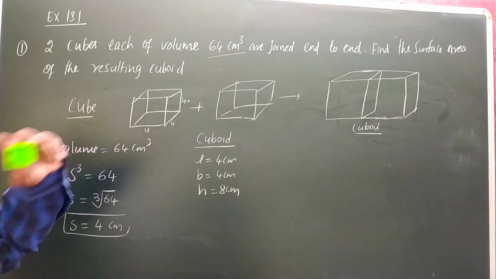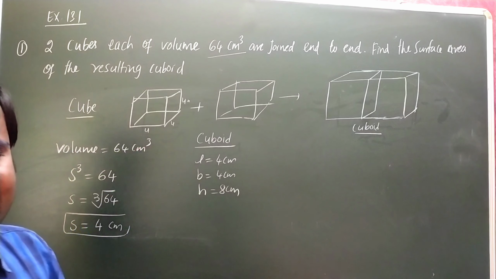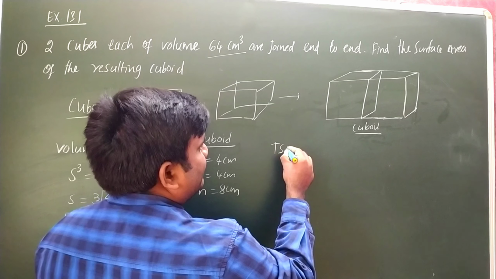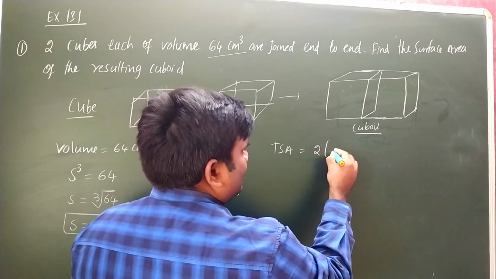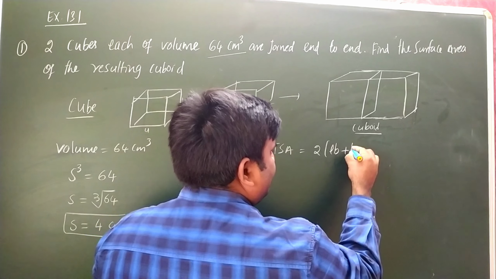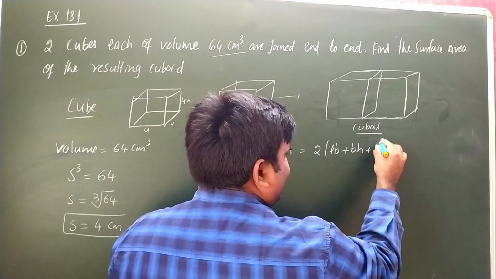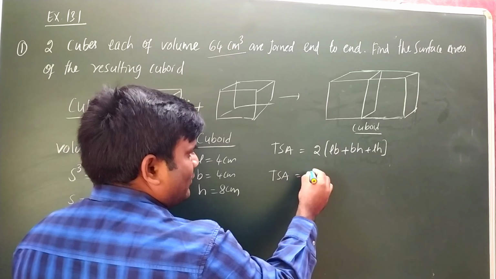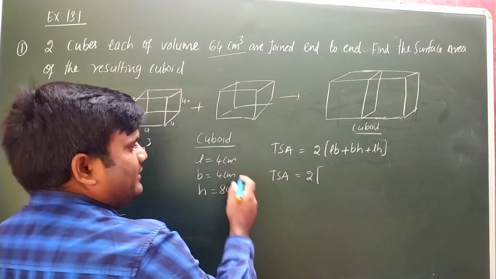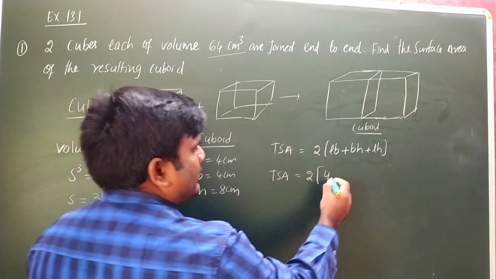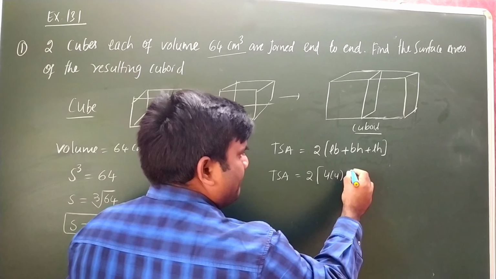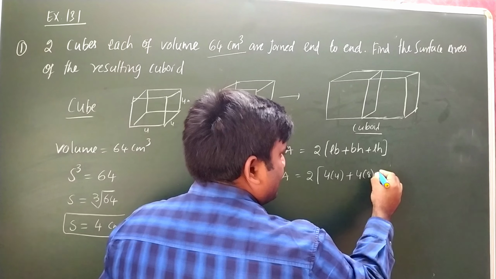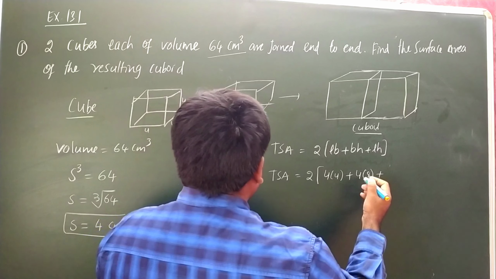Now in the question, we need to find the surface area. Surface area means you always take the total surface area. Therefore, the total surface area of the cuboid, the formula is 2 into LB plus BH plus LH. Now substitute all the values. TSA is equal to 2 into, L is 4 into B 4, 4 into 4, plus BH, 4 into 8, plus LH, 4 into 8.